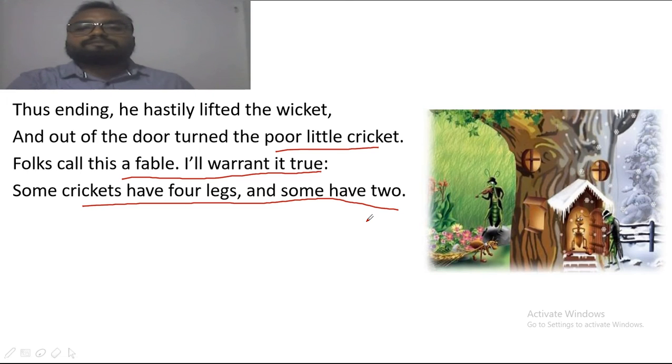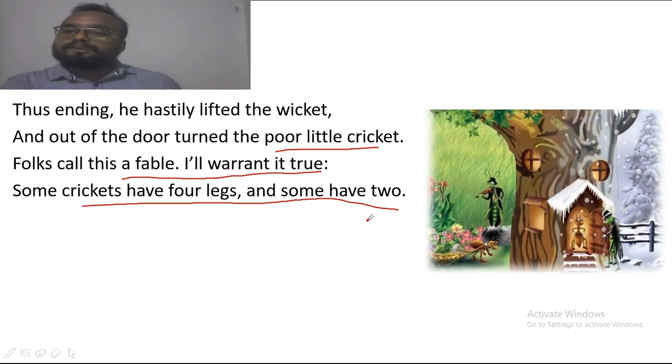The word poor is being used here because the situation is not favorable. It's cold, it's snowing, and he has nothing to wear. He has no place to hide himself. He has no food to eat, and therefore the word poor is being used over here. So now, "without waiting, he hastily lifted the wicket" means without wasting a second over there, he turned from there, and the ant closed the door, and out of the door turned the poor little cricket.